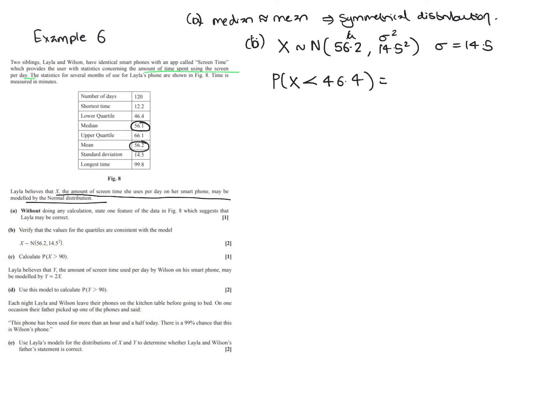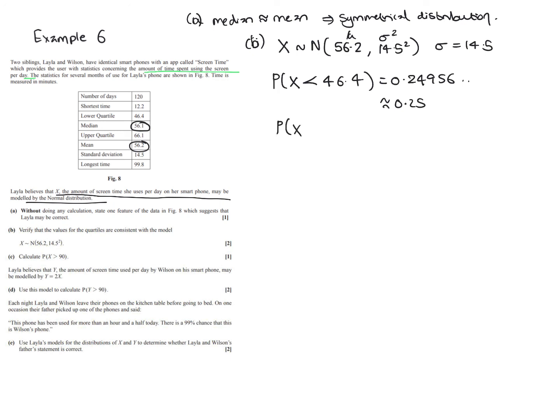So we simply go into the graphical calculator in stats mode. Our lower value, just make it small enough. If you choose some sort of negative value, pick negative 1,000, just to be as extreme as possible. Upper value 46.4, sigma 14.5 and mu 56.2, and you should find you get a probability of 0.24956, which is approximately 0.25 or 25%. So that's the right position for the lower quartile.